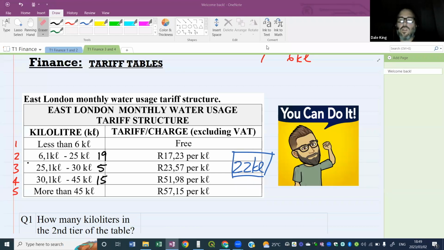Right, 22 kiloliters. Let's see if you guys can do this. We're just going to do this one question. I see an answer already. No ways. I swear. No way. These guys are good. But are they that good?